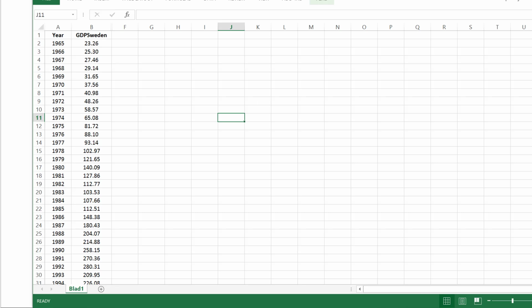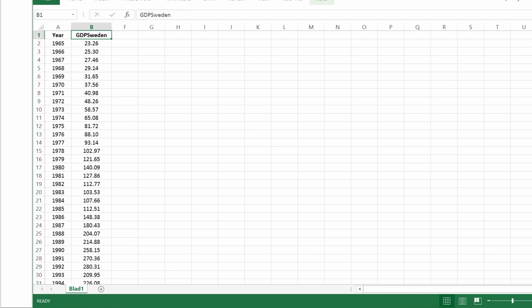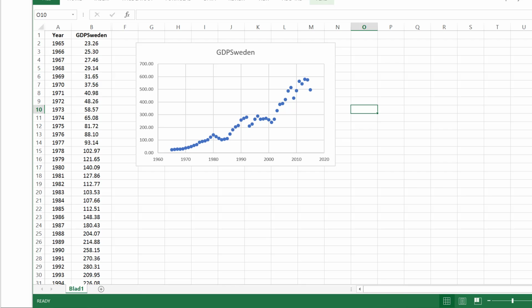are from each other. In this lecture, we'll have a look at the problems that may appear when you do analysis with non-stationary data. Here I have data on GDP for Sweden. This is in billions of US dollars from 1965 to 2015. And here is a plot of the GDP of Sweden. I think it's reasonable to conclude that GDP of Sweden is not stationary data. There is a clear tendency for the expected value to increase over time.